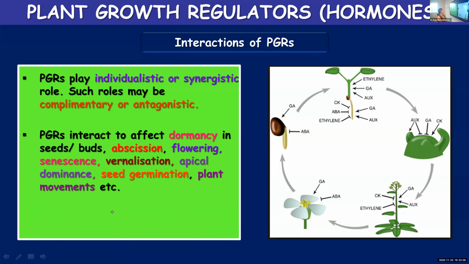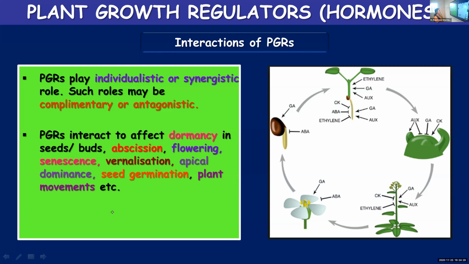Plant growth hormones interact and bring about dormancy in seeds and buds, abscission, flowering, senescence, vernalization, apical dominance, seed germination, plant movements. Except vernalization, I think all the other terms you are familiar with. Dormancy, a stage of inactivity. Abscission means the shedding of the plant parts. Flowering, senescence is aging. Apical dominance you also learned in detail. When apical buds are there, the growth of the lateral buds is inhibited or prevented.